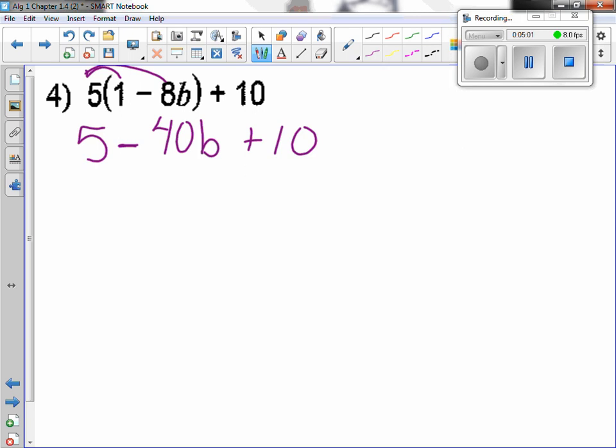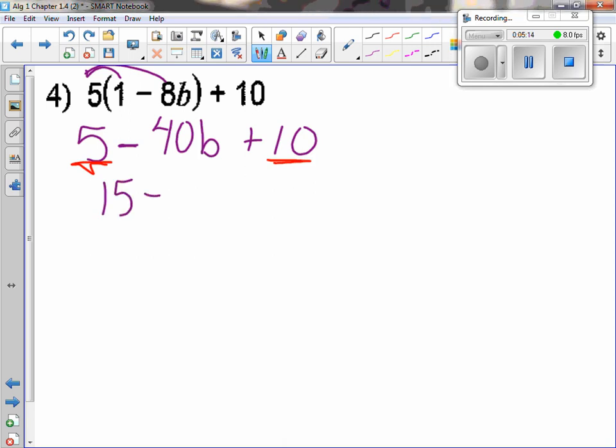Now looking at this here, what are our like terms? 5 and what? 10. They're like terms. So we can combine those. So what is 5 plus 10? Minus 40b.